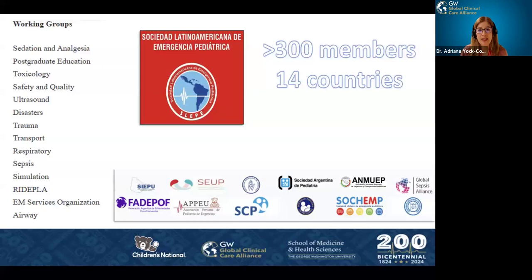In our society, we now have more than 300 members, coming from 14 countries. We have developed a lot of working groups. Some are more active than others, but we have, for example, sedation and analgesia, toxicology, safety and quality, ultrasound, disaster, and transport groups. Some of these groups have helped develop research projects and also online courses that keep giving a little bit of funding to the society.